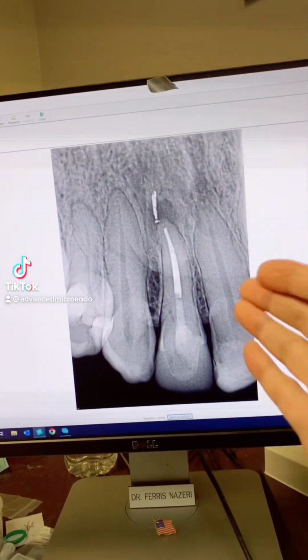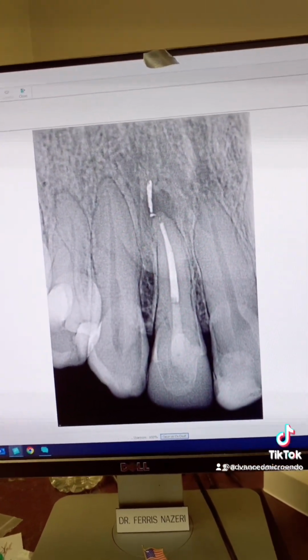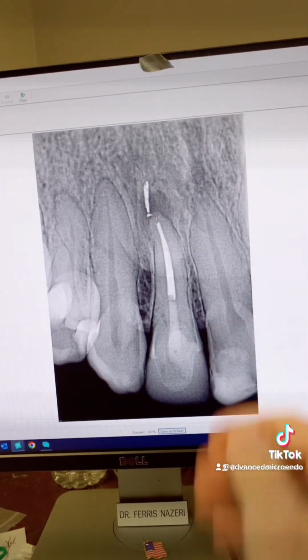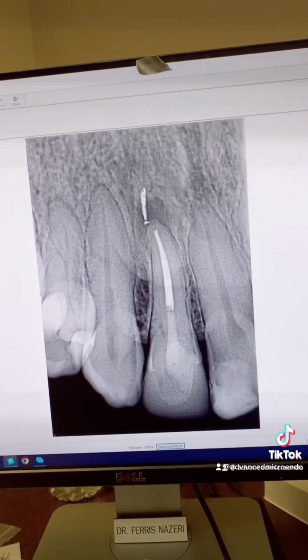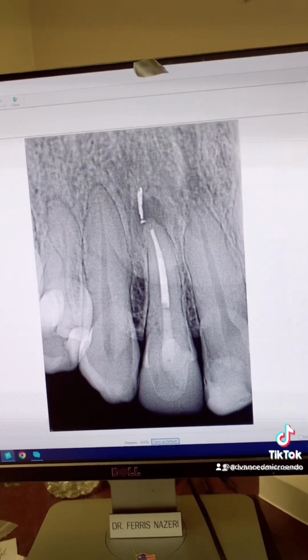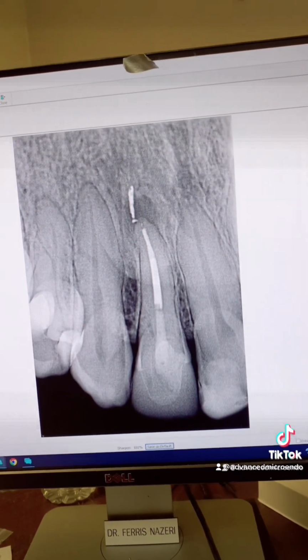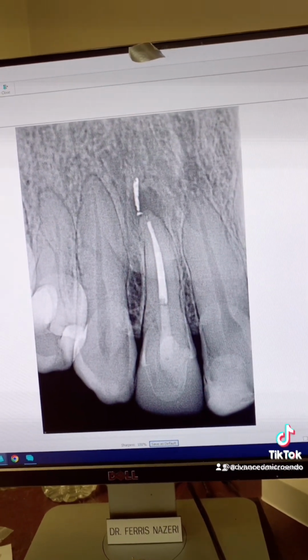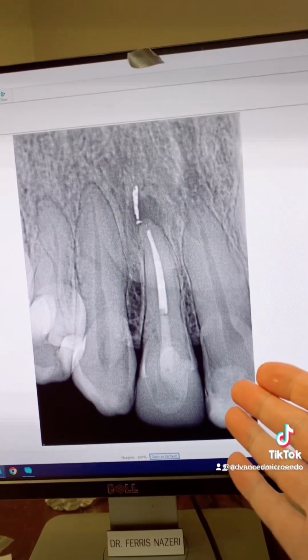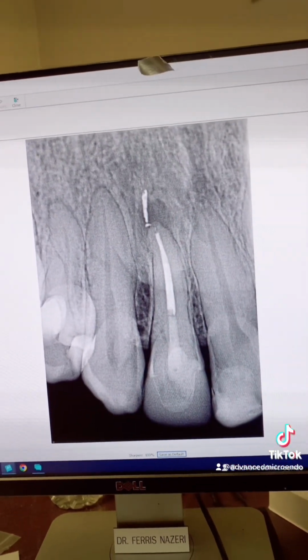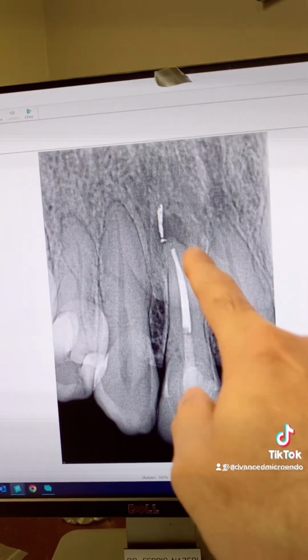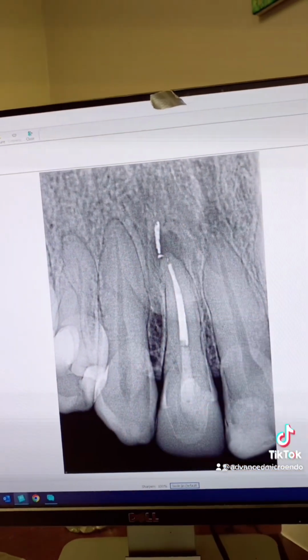This patient was referred to me for evaluation of tooth number 7. According to the patient, this root canal was done a few years ago by her previous dentist. Patient says she has had no problems, no issues with this tooth whatsoever. But she's at my office. Her dentist referred her to me because the dentist saw a periapical radiolucency here.